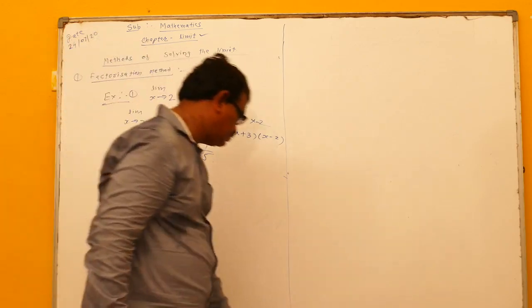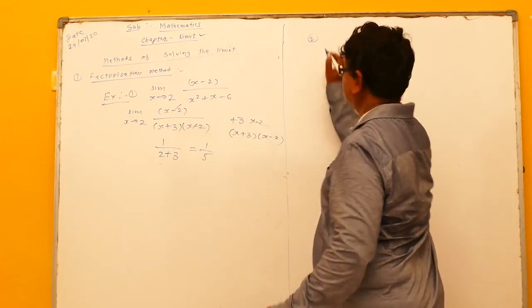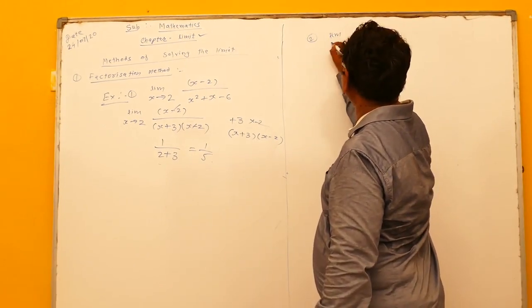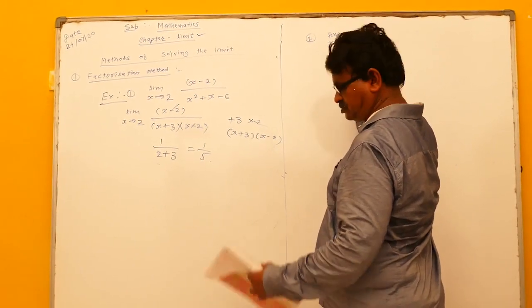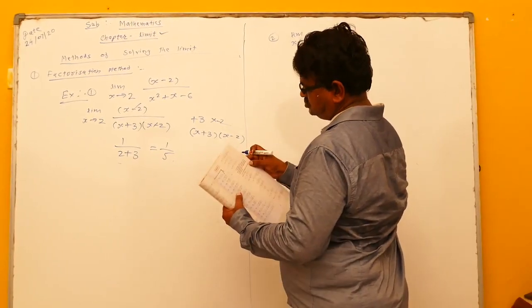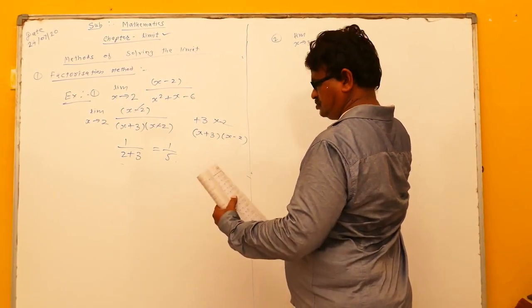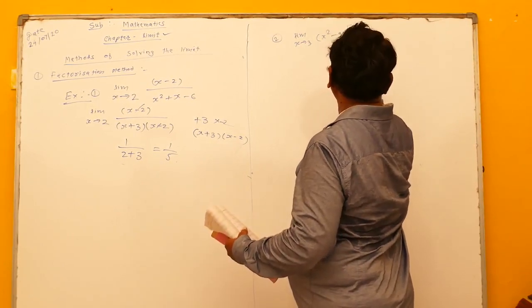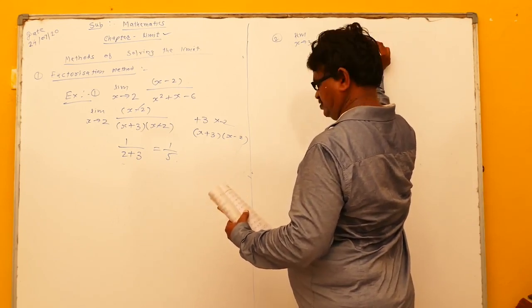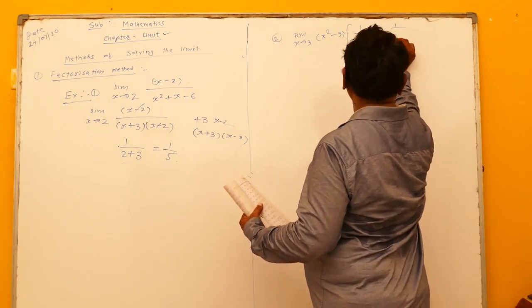Next example. Limit of x tends to 3, (x square minus 9) into (1 by (x plus 3) plus 1 by (x minus 3)).